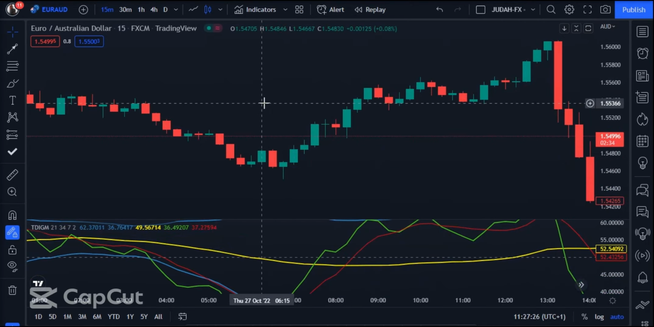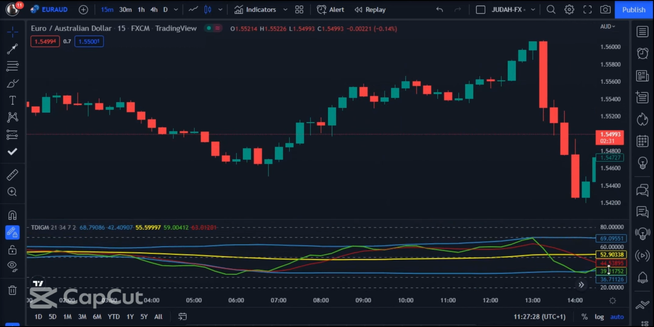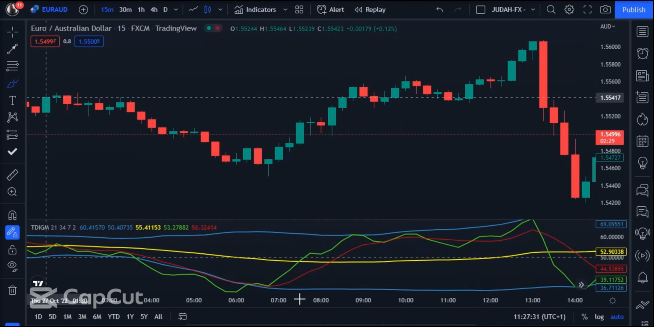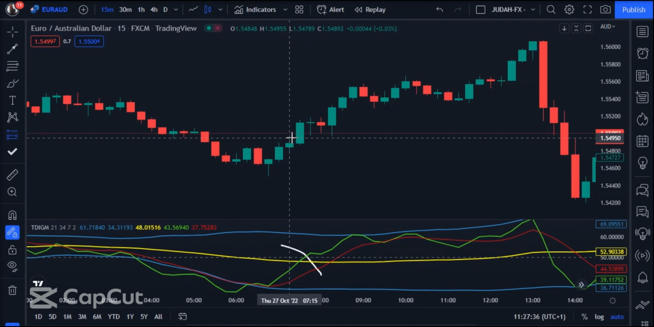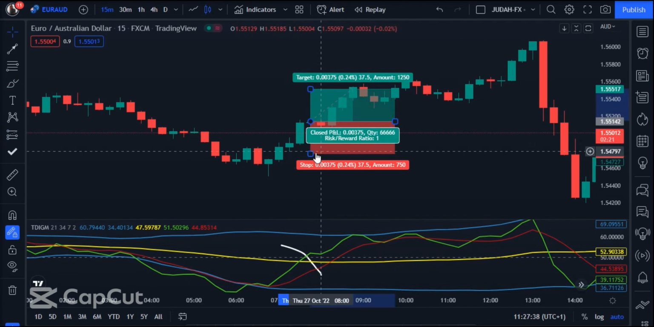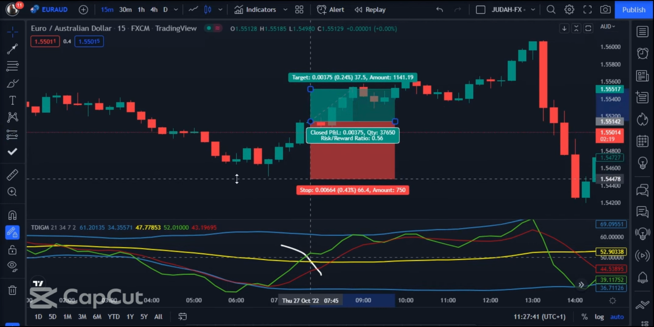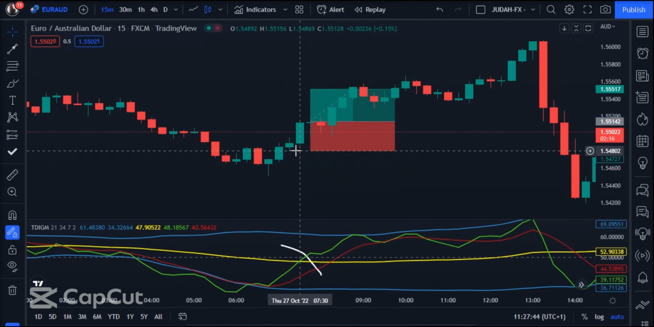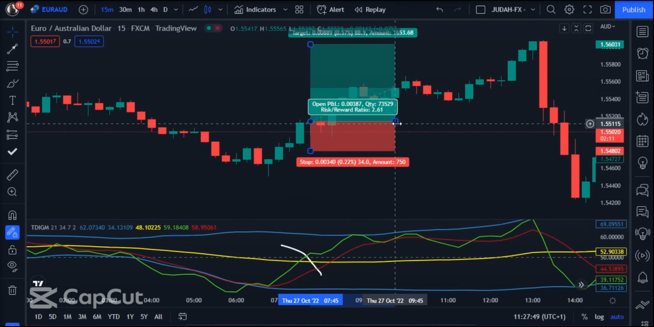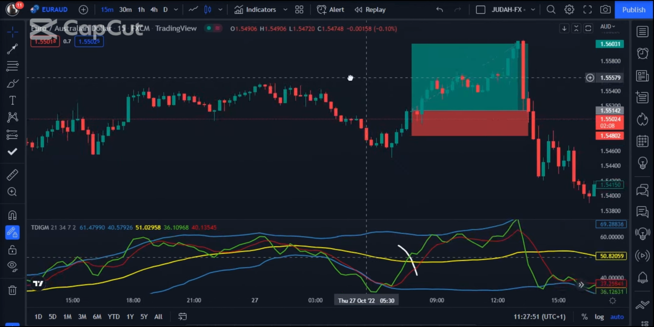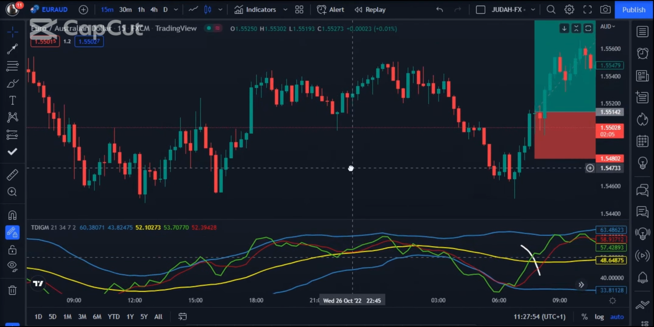Yeah, so here's another example. We see the cross happened here, and that would be on this candle. You don't need to put the stop loss all the way over to the low. You can just put it below the candle, and you can take it for like a 1 to 2, 1 to 2.5, whatever you want. And that worked out. Let's look for another example.